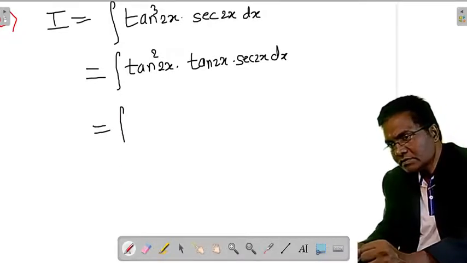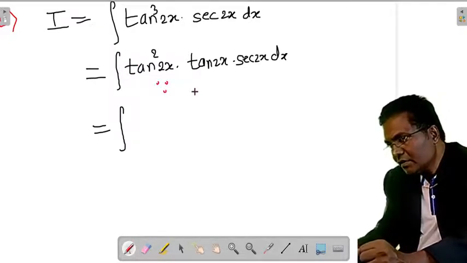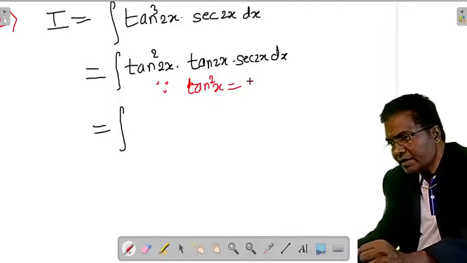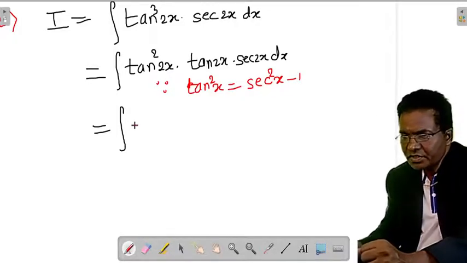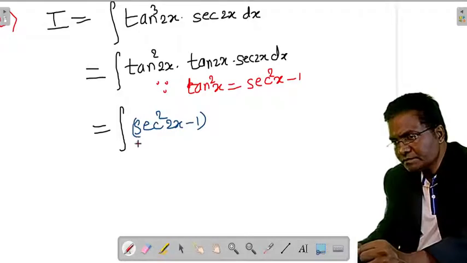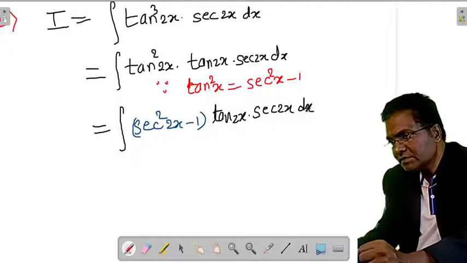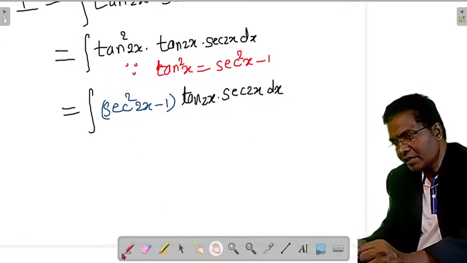Now see this, tan square. I had given in the beginning tan square in terms of secant square, it is secant square x minus 1. So this tan square I write as secant square 2x minus 1, into tan 2x as it is, into sec 2x dx.